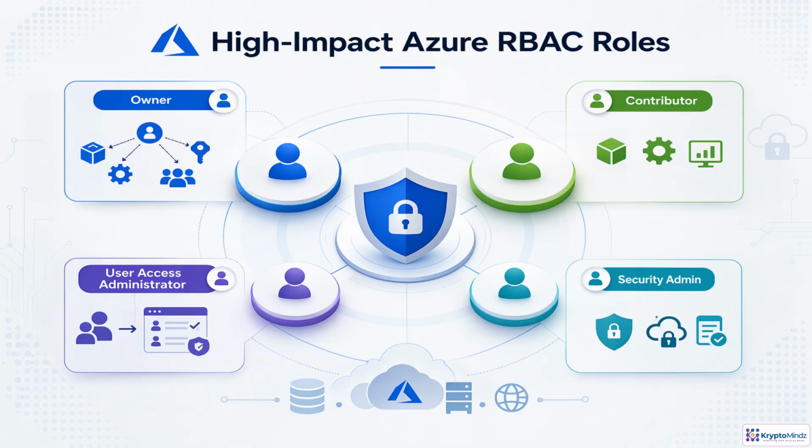Different roles create different levels of risk. Owner is the most powerful because it combines full resource control with the ability to grant access to others. Contributor can change or delete infrastructure, but it cannot directly assign RBAC roles, which removes one major escalation path. User access administrator is sensitive in a different way. It can grant access, including highly privileged roles. Security admin is more specialized, focused on security settings and posture. The key model is simple: protect roles that control resources, and protect even more carefully the roles that control access.